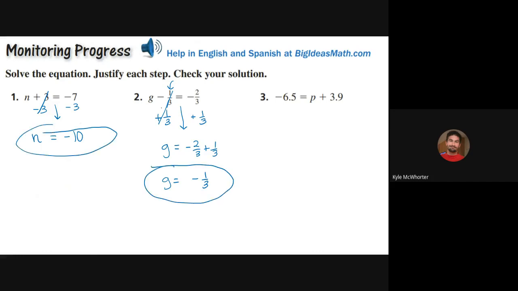So even though this was fractions and the last problem was decimals, we're using the same process, right? We're identifying what operation is happening to the variable, and we're doing the inverse to both sides of the equal sign.